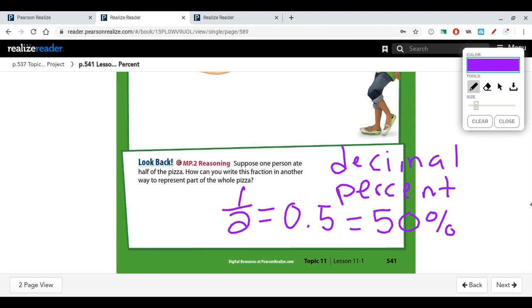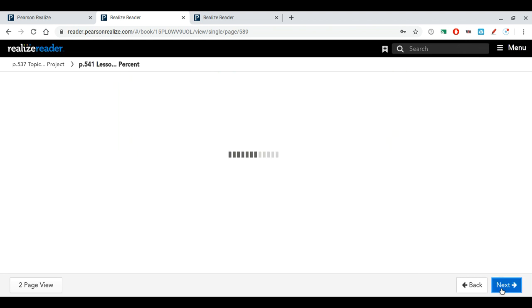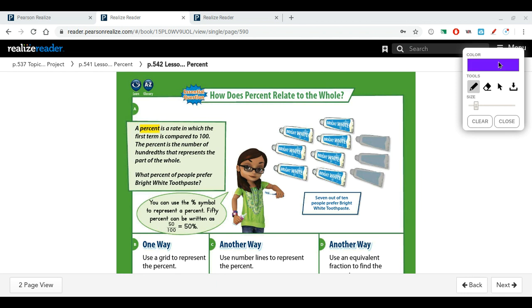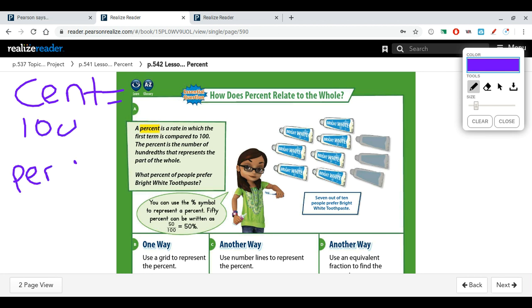Okay. And so that's really what we're going to be diving into: what does a percent mean? If we move into our visual learning, a percent is going to mean part per 100. So we break it down into what it means. The word cent means 100. So if I have percent, what it means is per 100. So it's a rate in which we're comparing the first term to 100. So I can write this in three different ways.